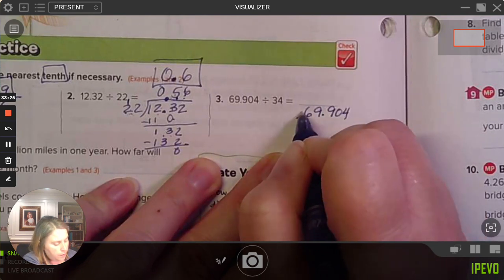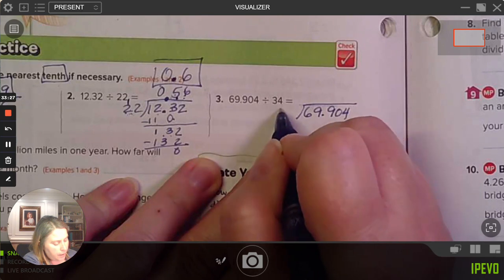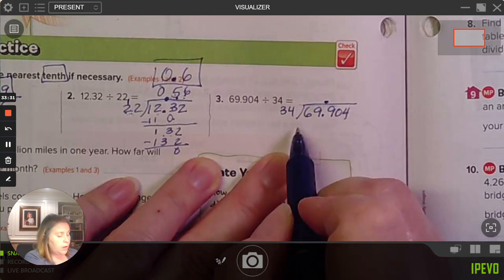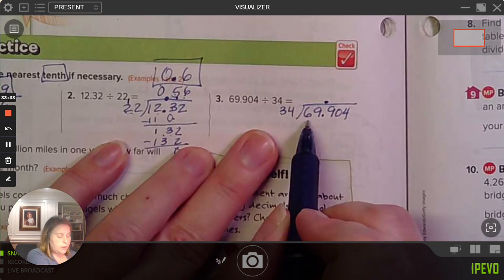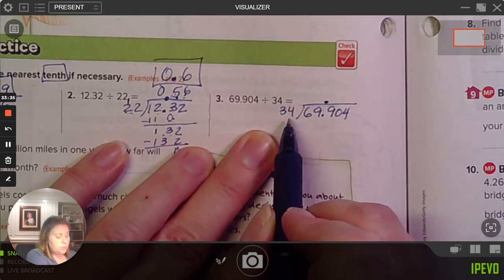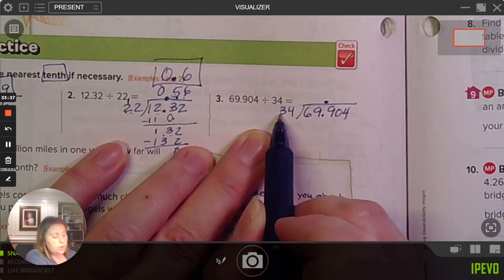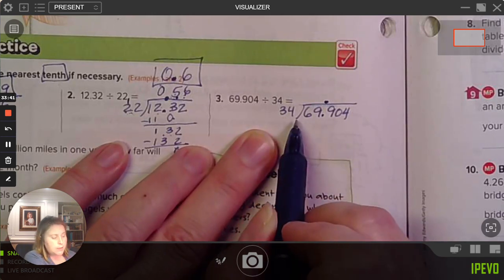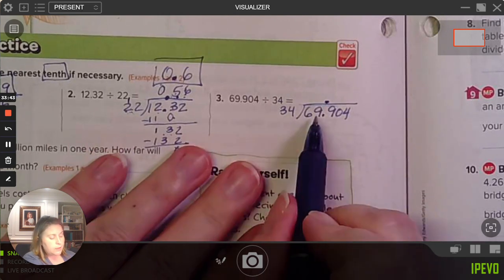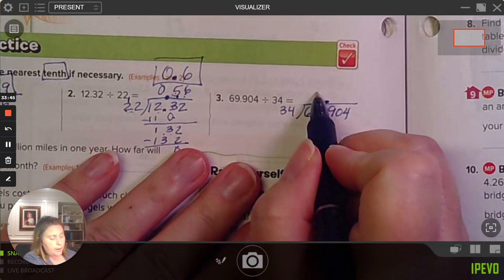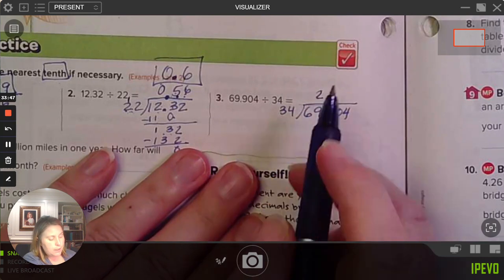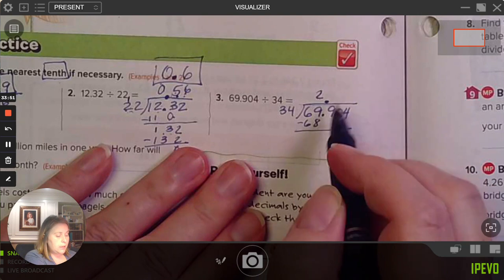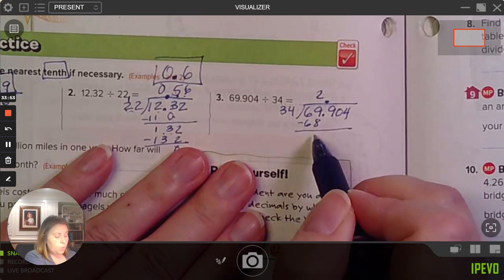69.904 divided by 34. I bring my decimal straight up, okay? I'm just doubling this in my mind. I look at the 69, I think compatible numbers, and I think of 68. I double this, 34 will give me 68. So how many times does 34 go into 69? Twice. 2 times 4 is 8. 2 times 3 is 6. We're just doubling it.